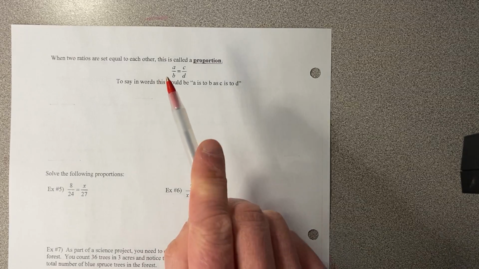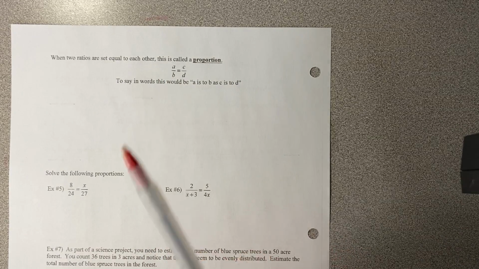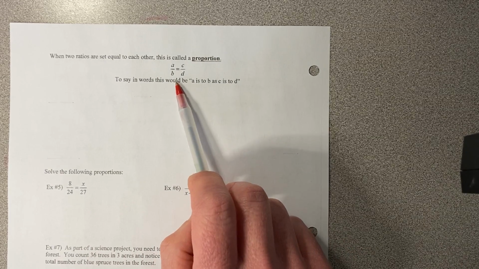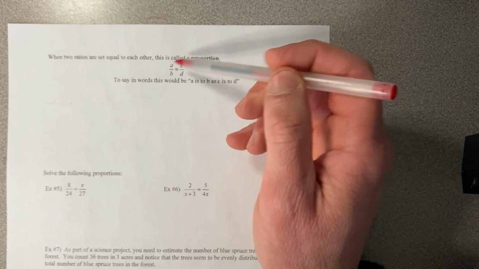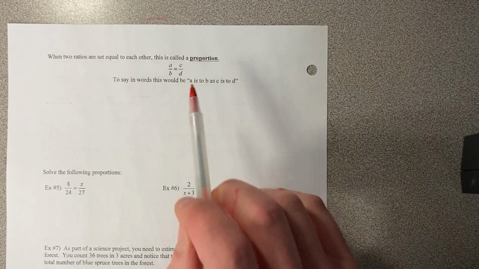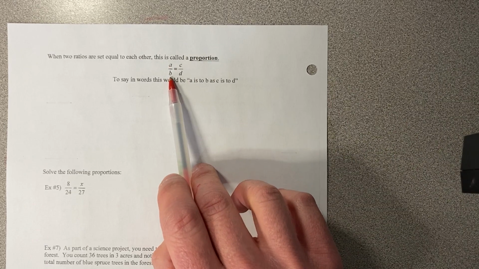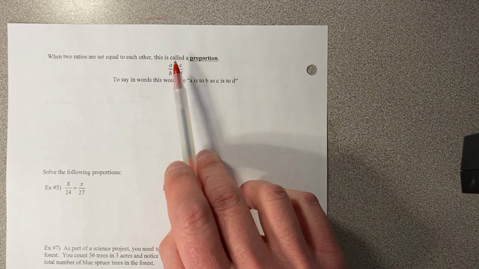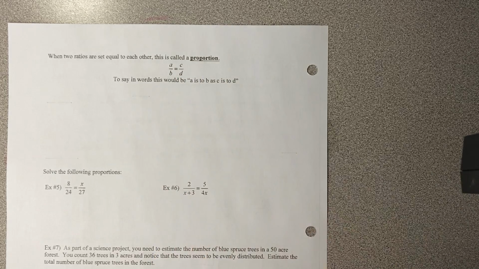Now, what's interesting about this is you'll hear people say it kind of in a weird way. They won't necessarily say the fraction A over B is equal to C over D. You can say it as A is to B as C is to D. When they talk about it that way, they're talking about proportions.